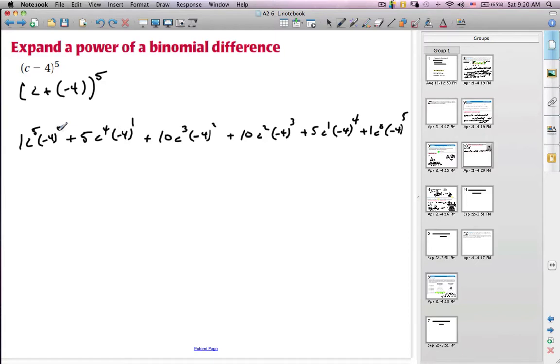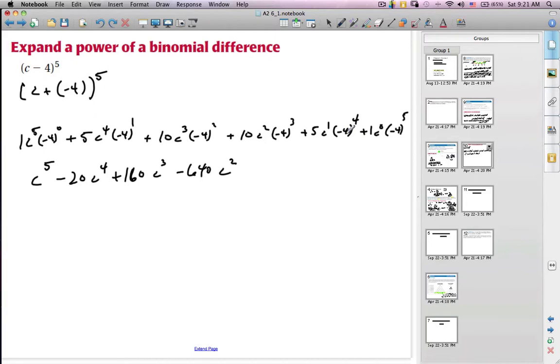And now, -4 to the 0 power is 1. 1 times 1 times c to the fifth is c to the fifth. And then -4 to the first power is -4. Times 5 is -20, so this becomes -20 c to the fourth. And then -4 squared is 16, positive 16, times 10 is 160, so that's plus 160 c cubed. And then -4 to the third power is -64, times 10 is -640 c squared.